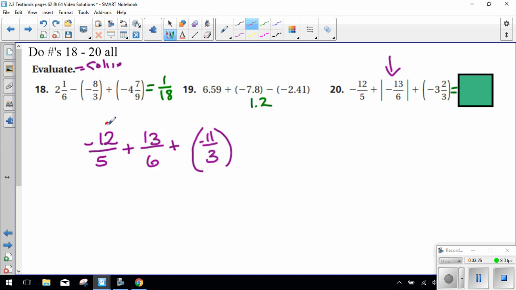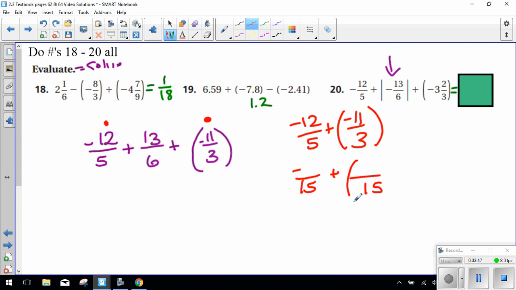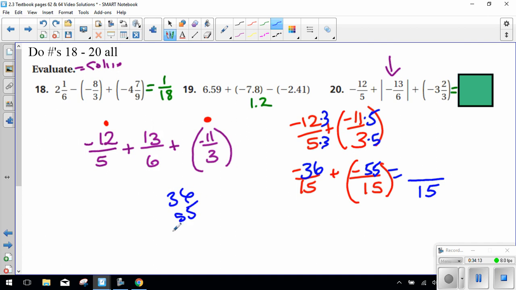So what I'm going to do is add my two negatives together first. So I'm going to start by taking negative 12 over 5 and adding negative 11 over 3. So my common denominator is 15 because both of these are prime numbers. So we'll use 15. Okay, since these numbers are negatives, the negatives have to come along. So 5 times 3 gives me 15, so 12 times 3 gives me this negative 36. 3 times 5 gives me 15, so 11 times 5 gives me 55. My common denominator is 15. I'm going to add 36 and 55. So 5, 8, 9. So I get negative 91.